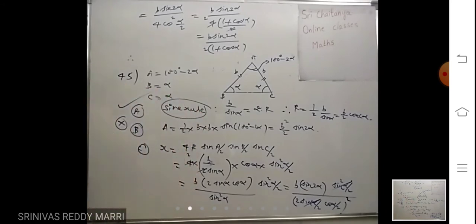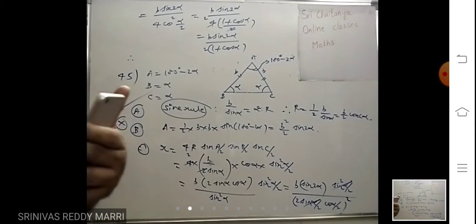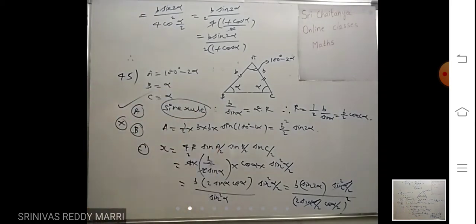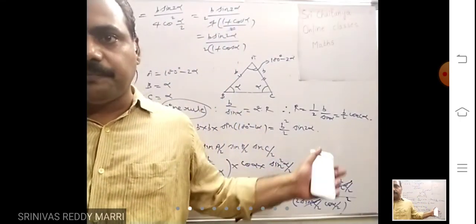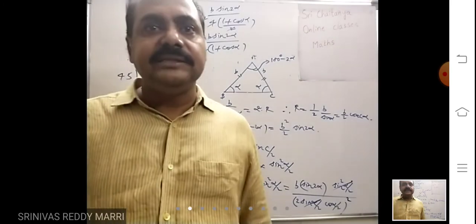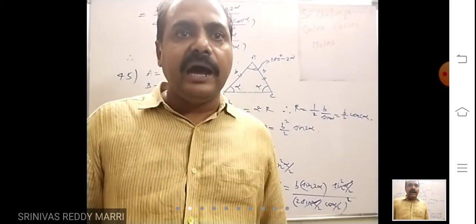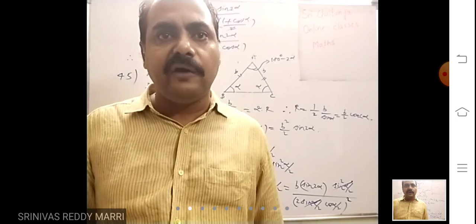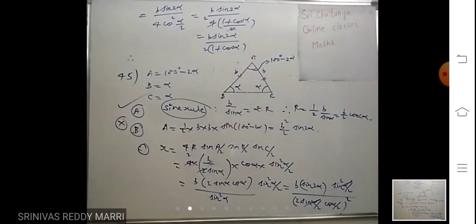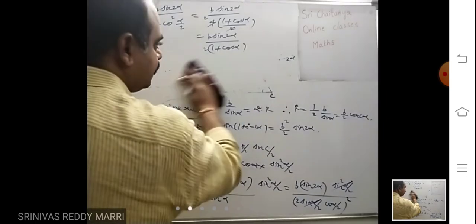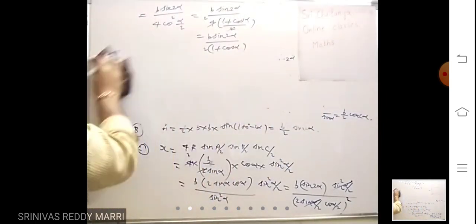And then next question, you look at OI. So the last option, D option, you look at. It is a very important one. It is a little bit difficult one. OI I had told the formula. Just now also one problem has been done. So OI is nothing but capital R into root of 1 minus sine A by 2, sine B by 2, sine C by 2. Use that formula.